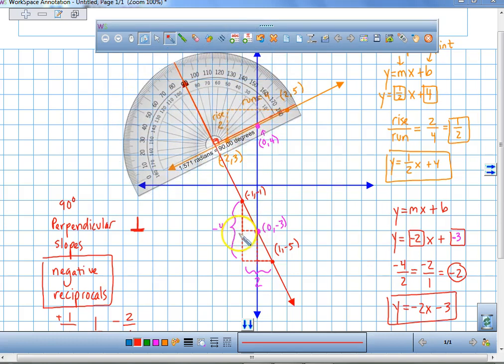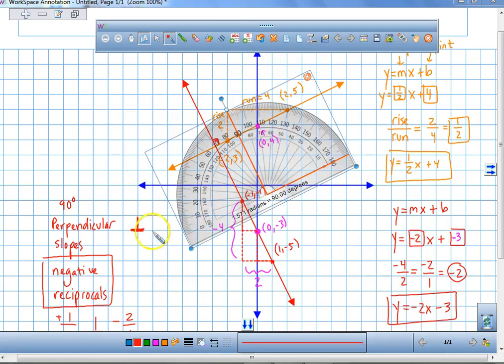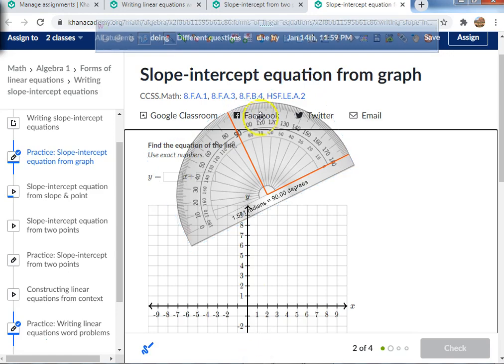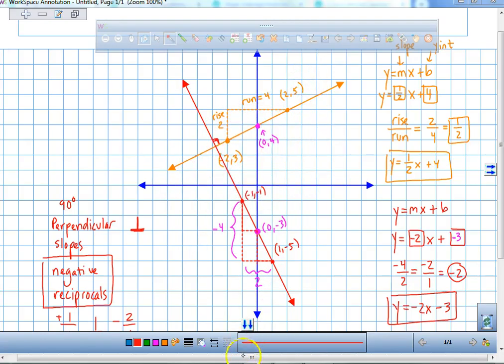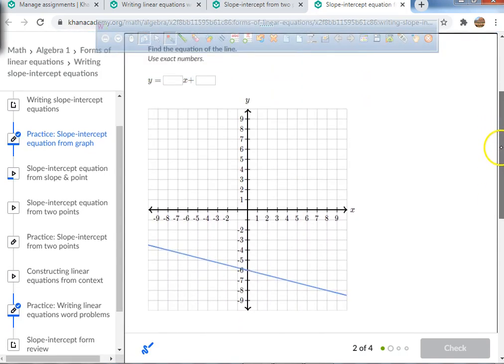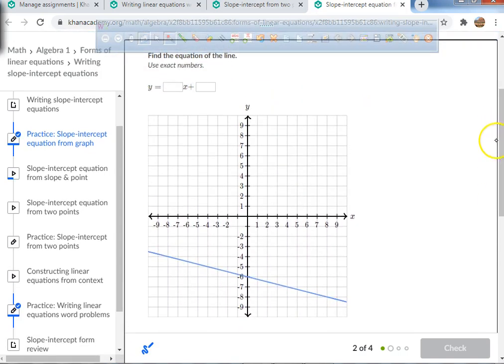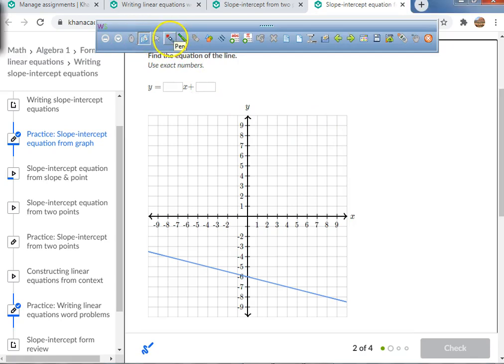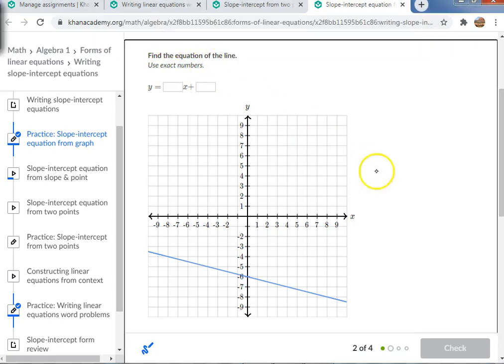Now I said I was going to do 4 lines. I'm just going to do 2. I think 2 is enough. This is a good example for perpendicular slopes. So let's go over to Khan Academy and take a look at this line right here. Now you don't have to draw this, just kind of work with me here. I'm going to do a couple of these and that's it. Then we're going to go on to the next section.